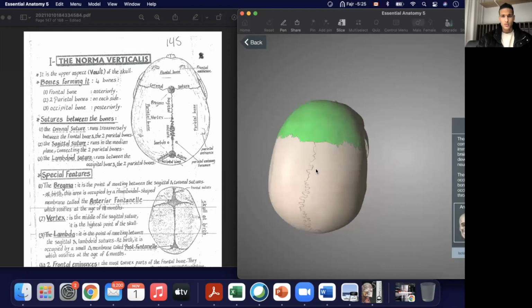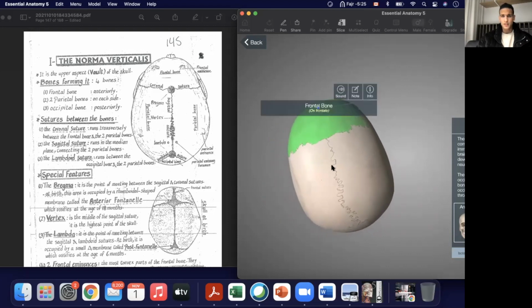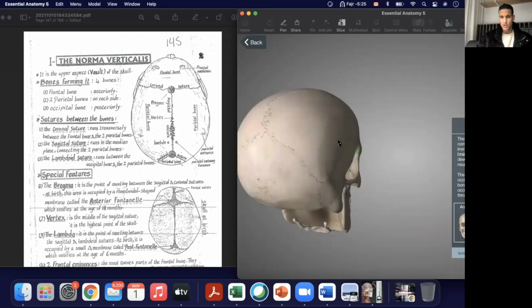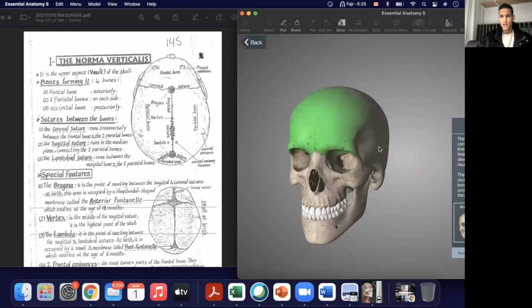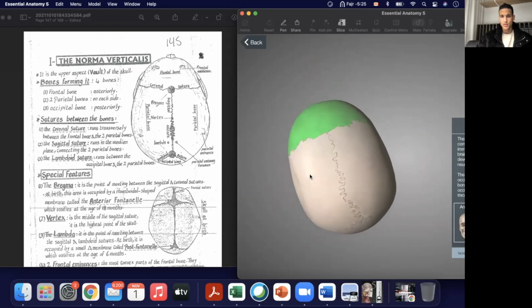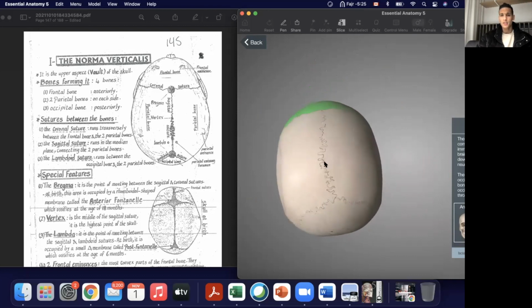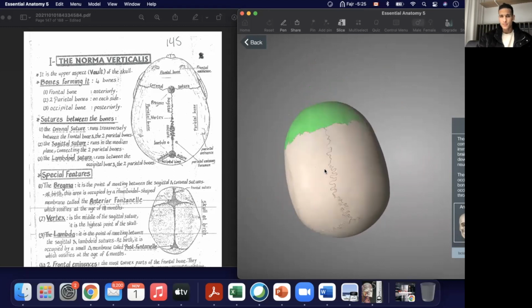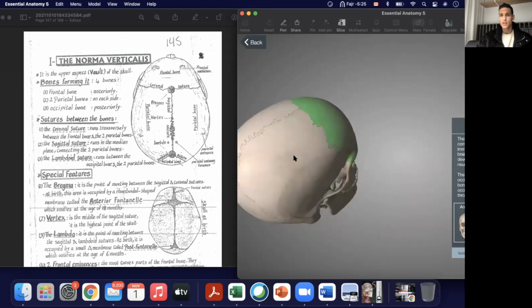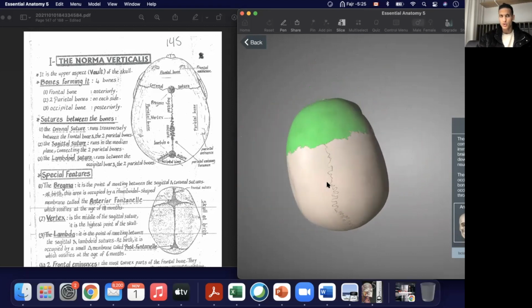So, all right. First off, this is looking at your skull from superiorly. The name of it is called Norma Verticalis. If you want to have a look at what I'm looking at, that's the skull right here, and I am looking at the superior part of it, the Norma Verticalis. This surface is called the roof of the skull, in other words, the vault of the skull.